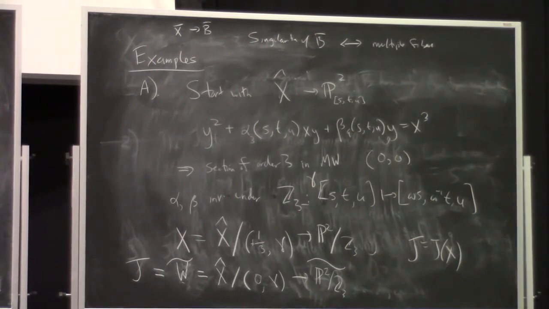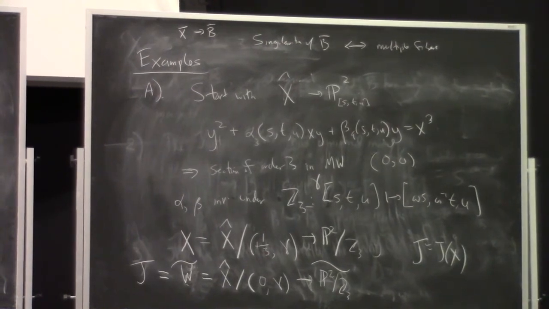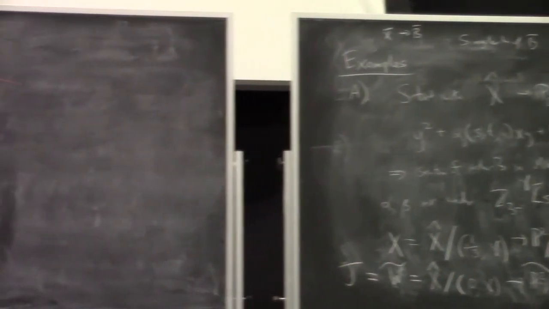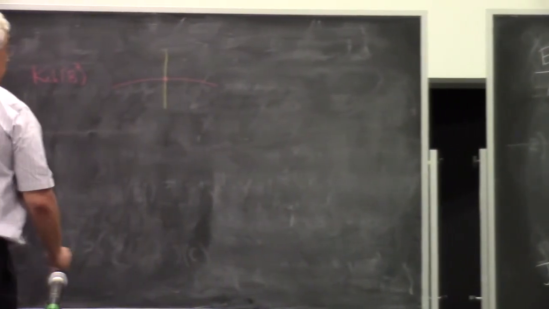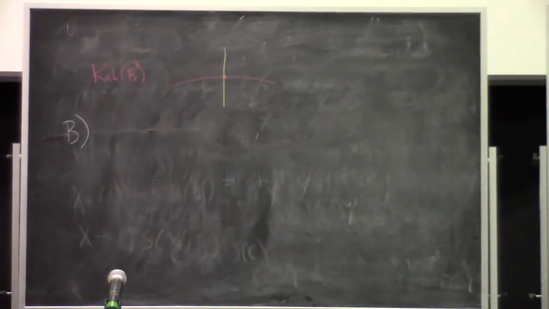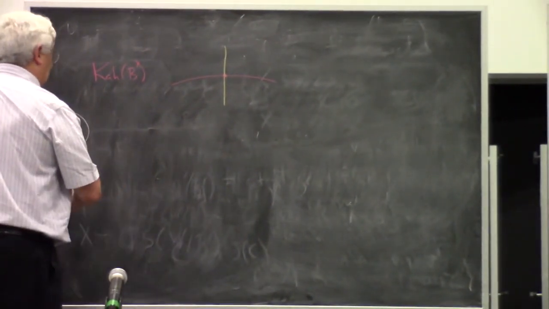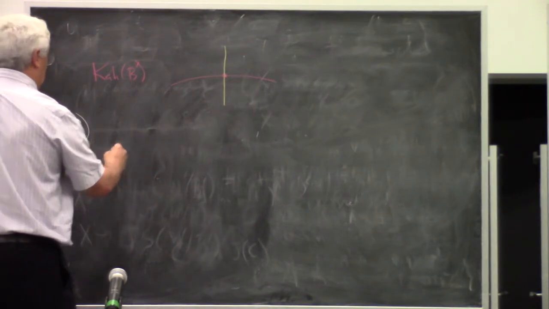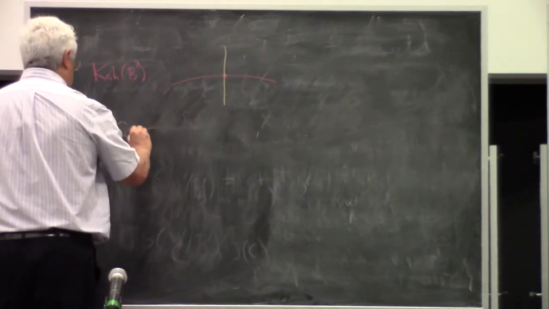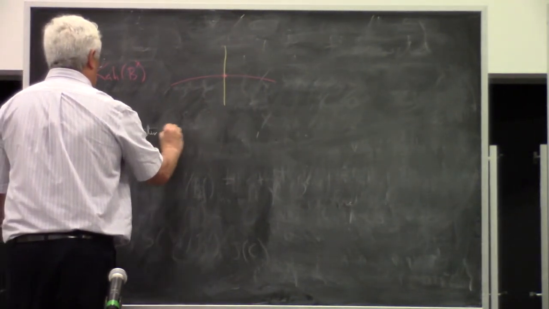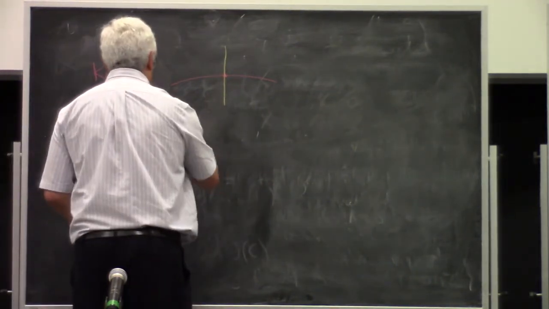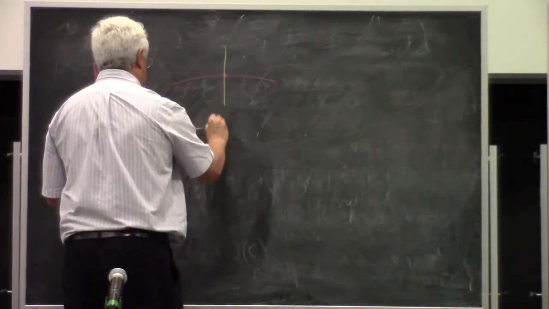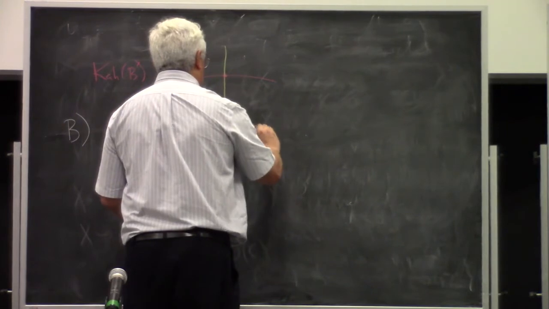Example B. So example B comes from the two papers that I wrote in 2014 that I mentioned at the beginning. In example B, I want to consider X over B with a two-section or a bisection.